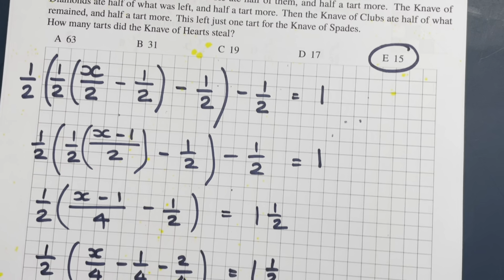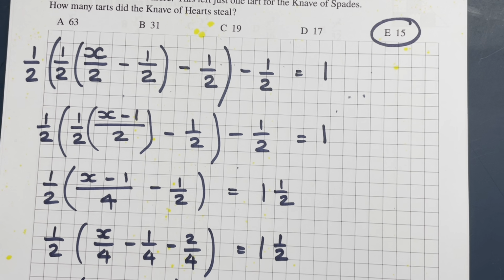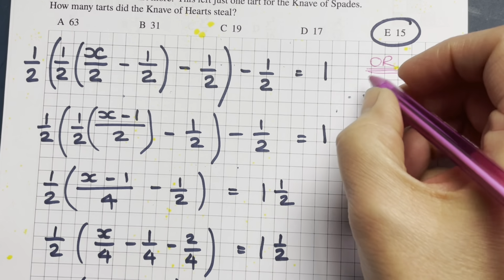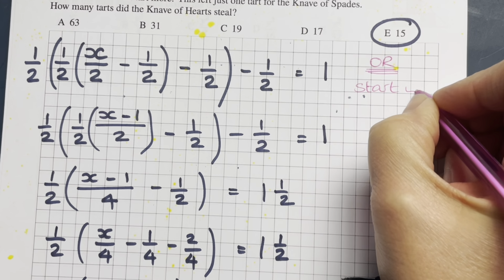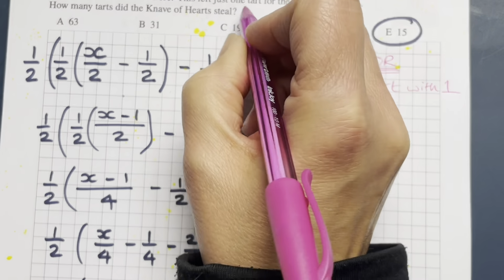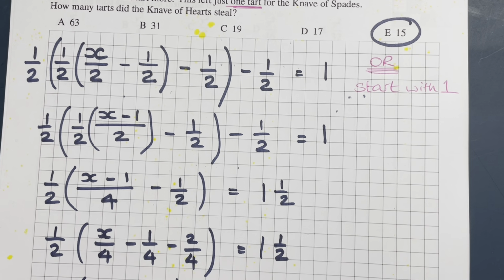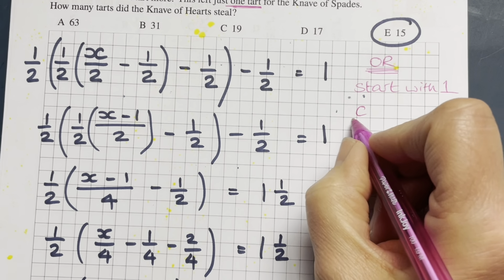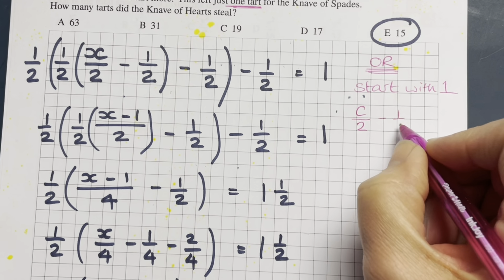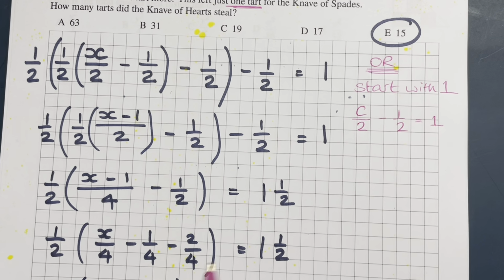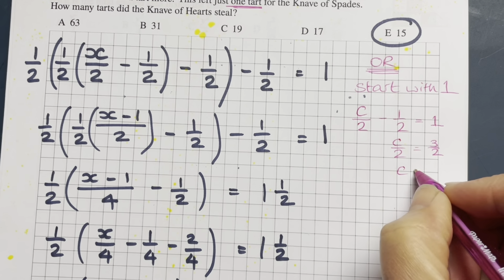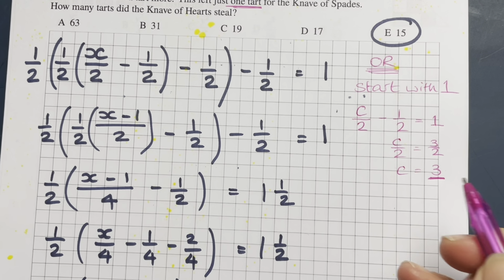is 15. Right, I said there were a couple of different ways of doing it. So if you can work backwards, you might find it a little bit easier. Let's see what happens if we work backwards. So if we start with the 1, which is what we're left with, we're going to say that the knave of clubs, so let's use C for clubs, C over 2 subtract 1/2 equals 1. That means C over 2 is 3 over 2, or 1.5, and C is therefore 3. So that's how many tarts.